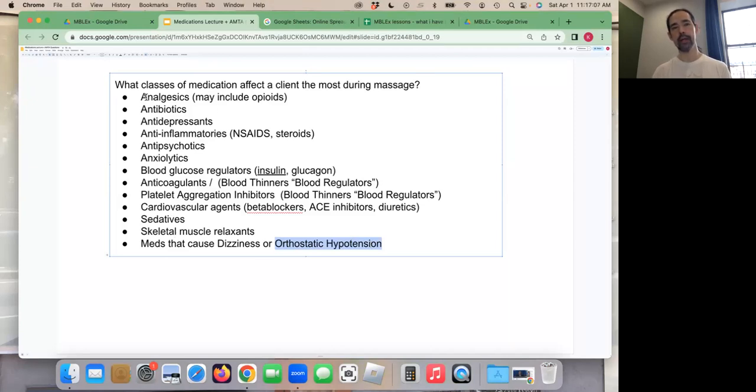Okay, and then analgesics, this is a word that we're going to see over and over and over again. So analgesia means pain. And a or an means anti or away from. So analgesics are medications that are anti-pain.